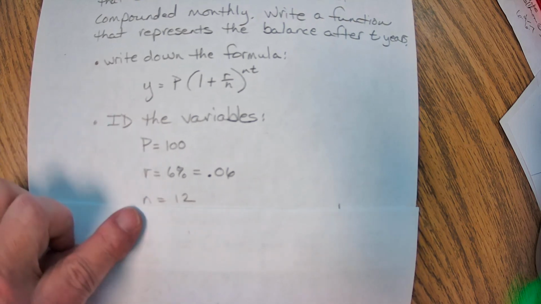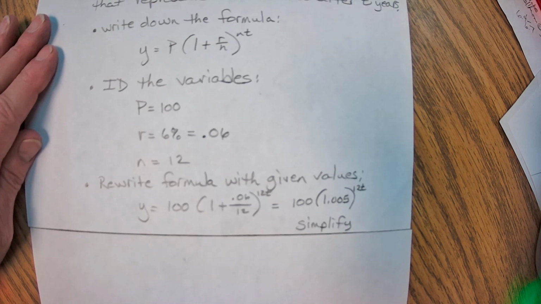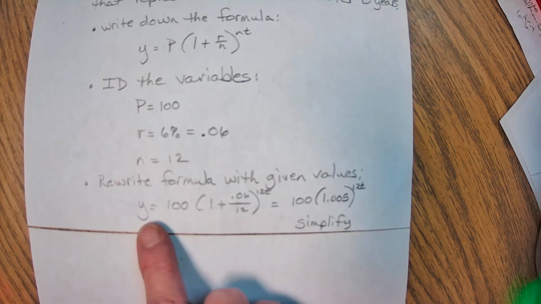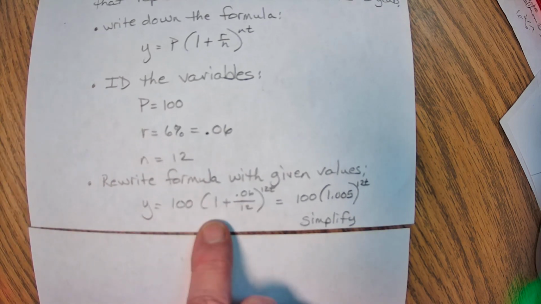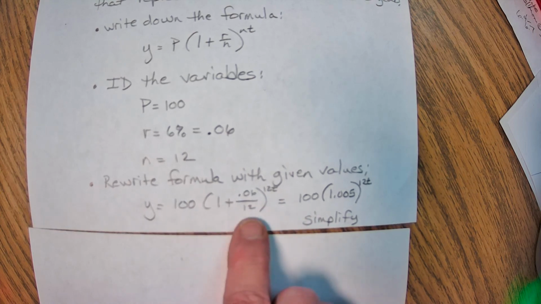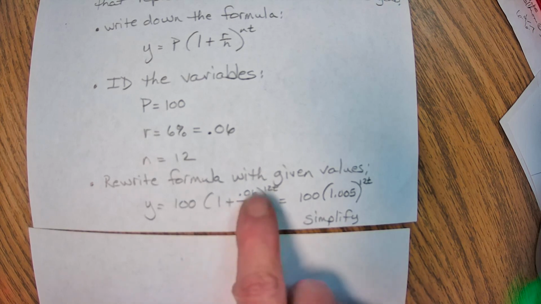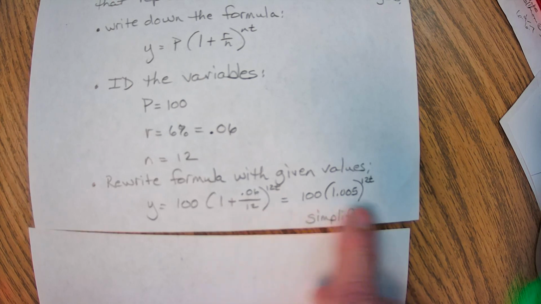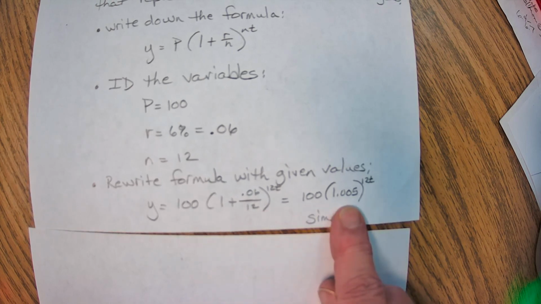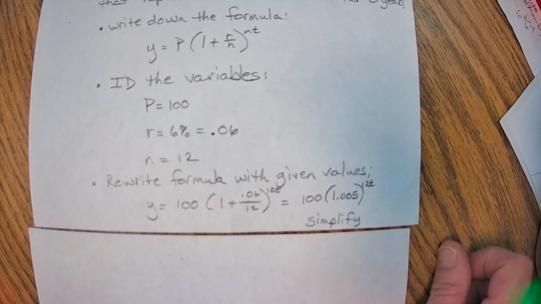Now we're going to plug these values into our formula. So that would give us Y equals 100 times the quantity 1 plus 0.06 divided by 12 raised to the 12t power. This in parentheses, do this first, add 1 to it. You get 1.005 raised to the 12t, and we can simplify this one more step.